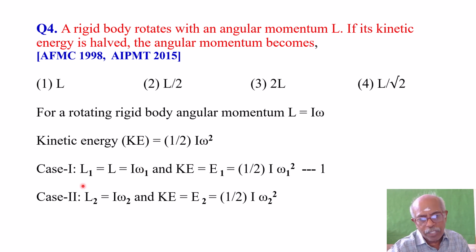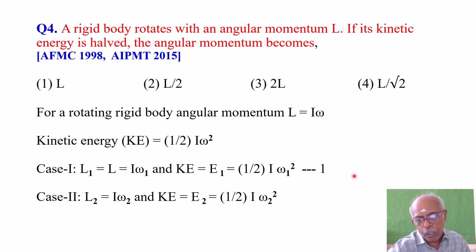I is the moment of inertia, omega is the angular velocity. Now let us analyze the 2 cases. Case 1: angular momentum is L1, which is equal to L because it has been given as L, is equal to I omega 1. So here the moment of inertia of the body will not change, but when the kinetic energy is halved, its angular velocity will change. And how will it change, sir? Let us see. So L is equal to I omega 1, and kinetic energy E1 is equal to half I omega 1 square.